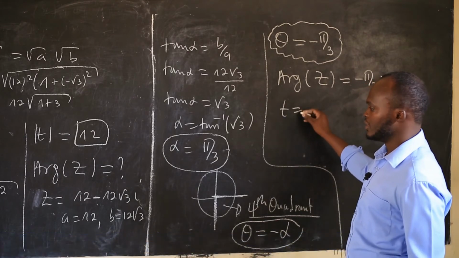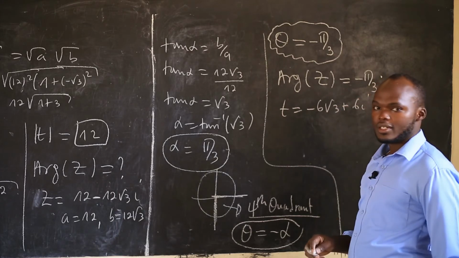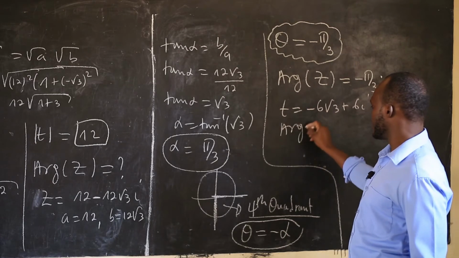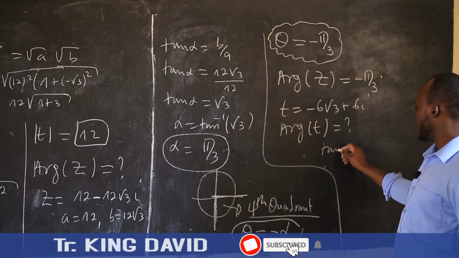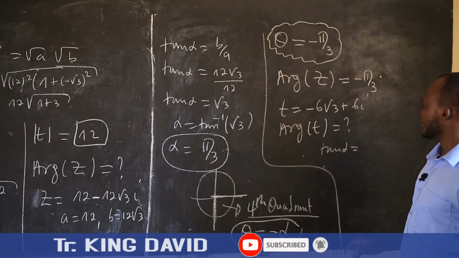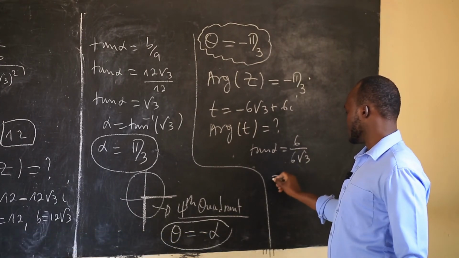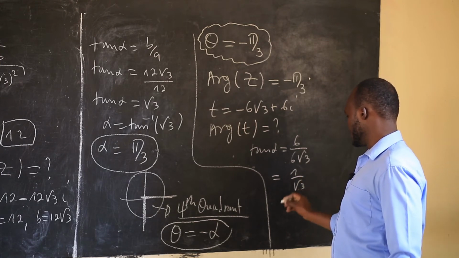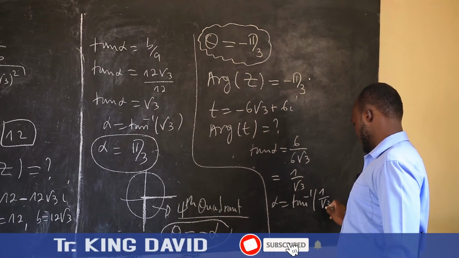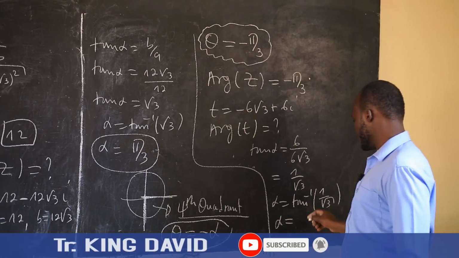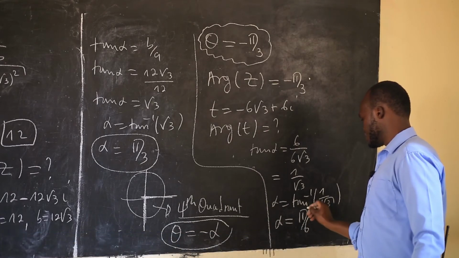So let's go to t. T is negative 6 root 3 plus 6i. So what is the argument of t? So tan alpha is b over a. b is 6, a is 6 root 3. So this is 1 over root 3. So alpha is tan inverse of 1 over root 3. So now alpha, tan inverse of this is pi over 6. It is pi over 6.